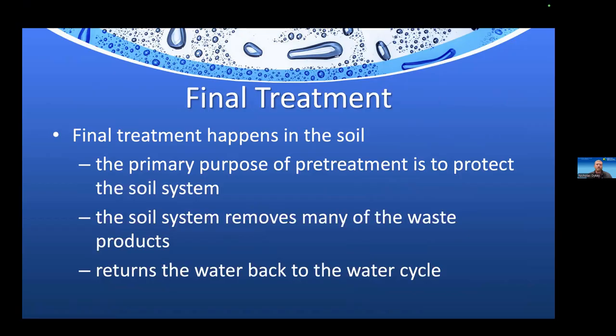And the primary purpose of pretreatment is to protect the soil system. If we think over the life of a home, you may only use 200, 250 gallons a day. But when we take that over a 10-day period, it becomes 2,500 gallons. And then we take it over a month period and years. The soil has to work really hard to accept all that water for long periods of time. And the primary purpose of pretreatment is to just protect that soil. The soil system removes many of the waste products as well, and then it actually returns the water back to the water cycle.